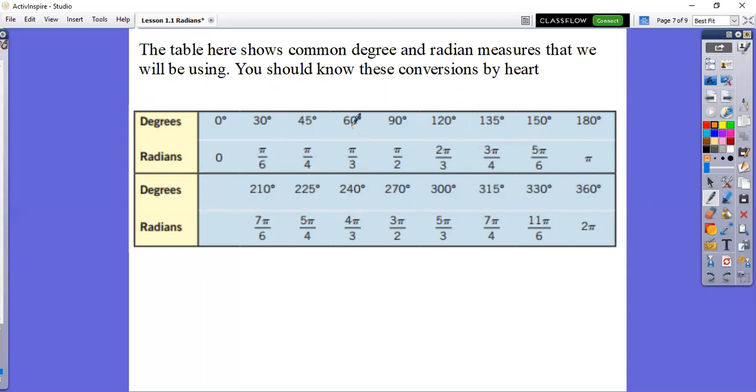120 degrees is 2 times 60, right? So this is 2 times pi over 3, and so on and so forth. We have the same pattern repeating all the way up to 2 pi, which is 360 degrees.